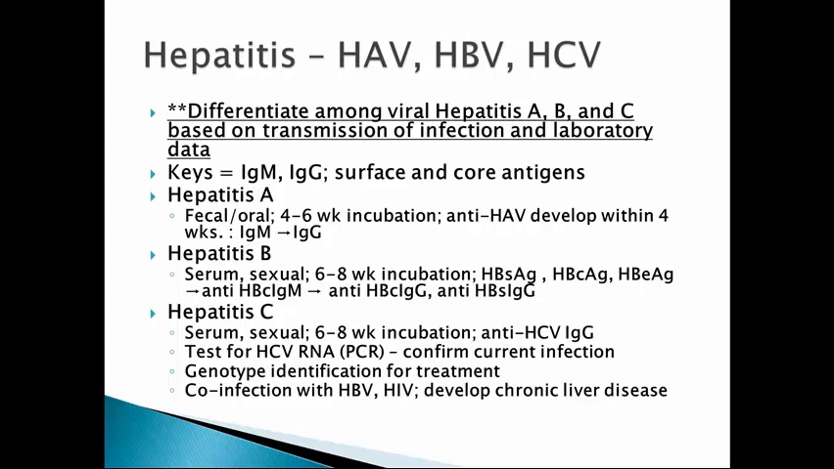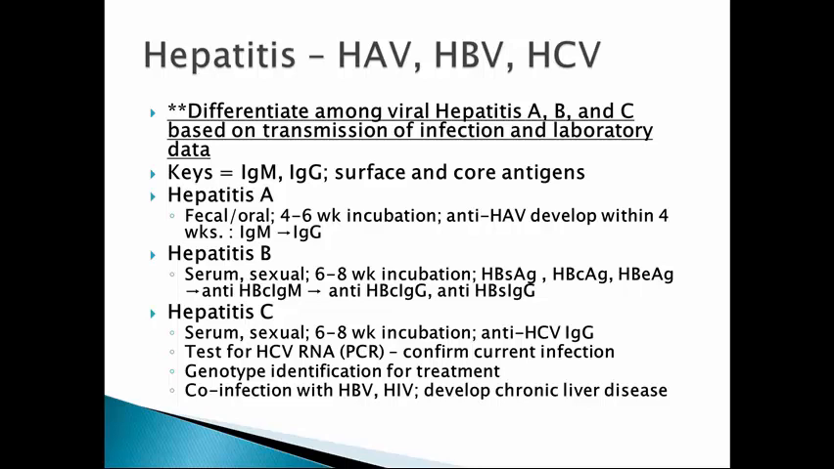Hepatitis B envelope antigen is antigen on the outer rim of the envelope of this virus, and this is when the patient is most infectious. If the hepatitis B envelope antigen persists, this indicates chronic infection.